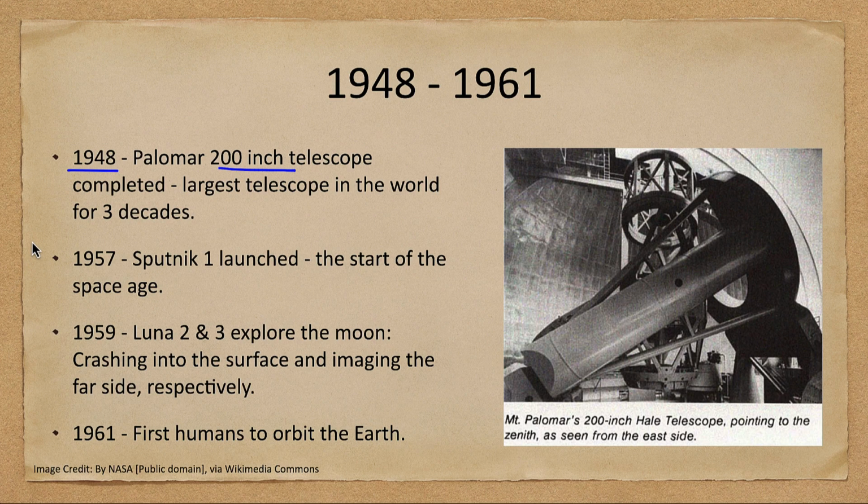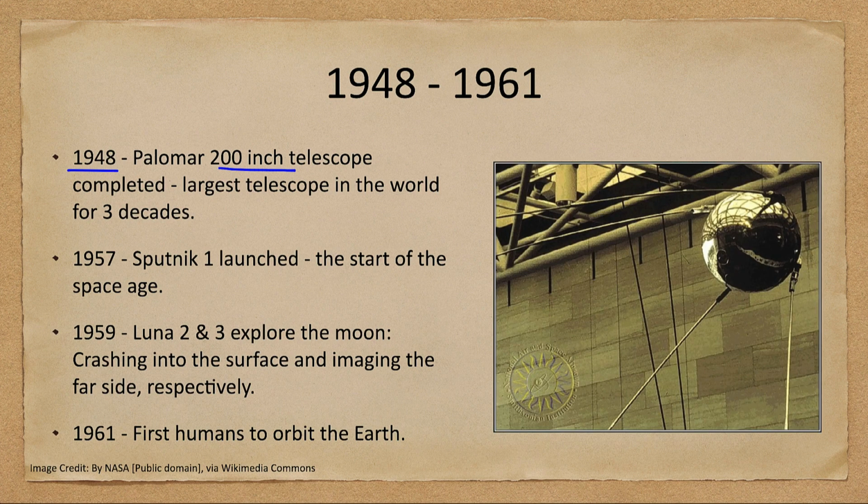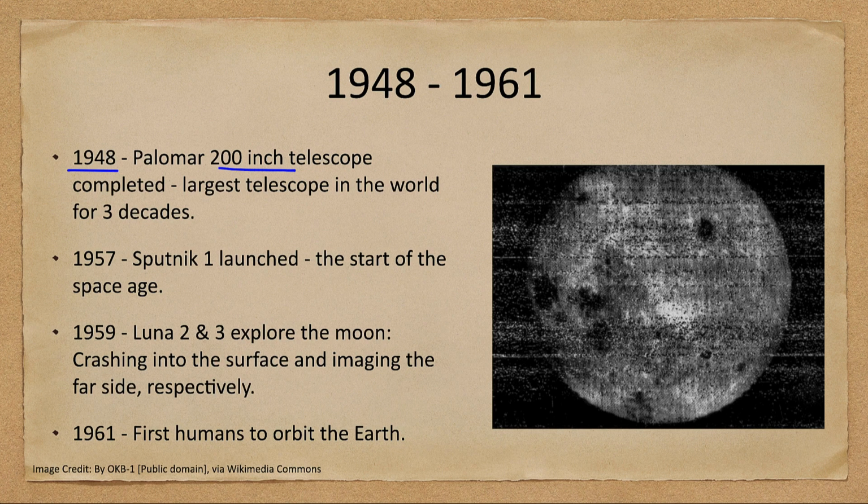Jumping ahead almost another decade, we start to head into the space age, and Sputnik 1 was launching the first satellite into space. And that followed closely on just a couple of years later. Luna 2 and Luna 3 explored the moon, one crashing into the surface, Luna 2, and the other imaging the far side of the moon, as seen here, for the first time in human history. It was the first time we had ever seen the distant side of our nearest neighbor in space, because the moon always keeps one side locked toward Earth.